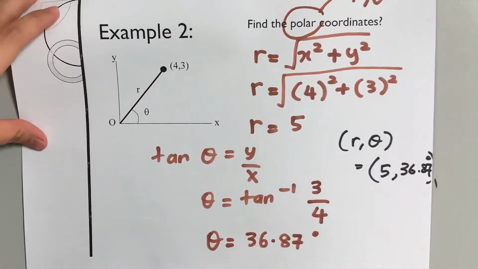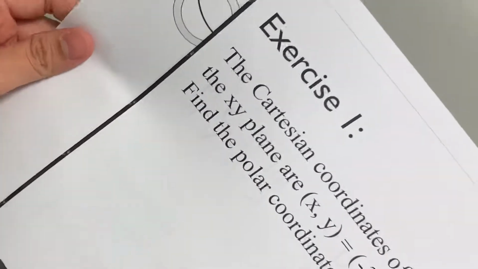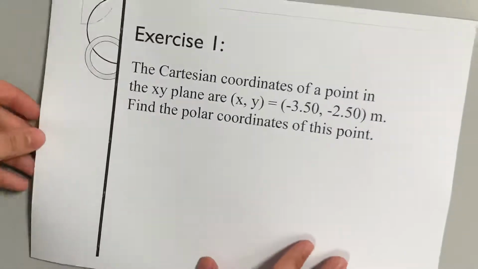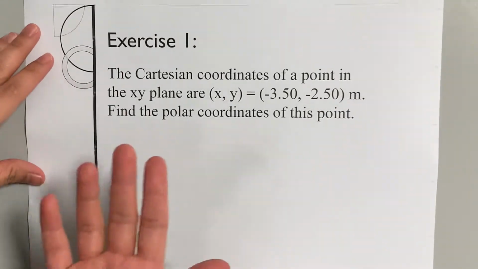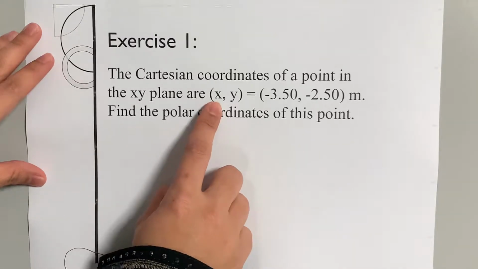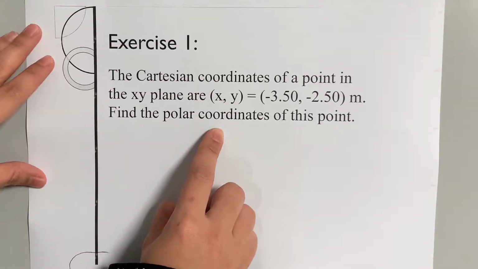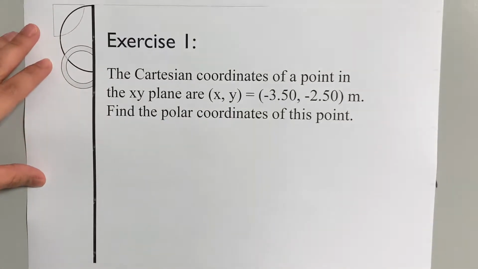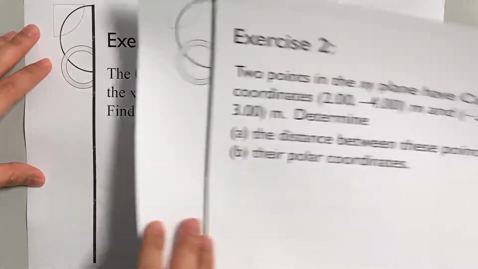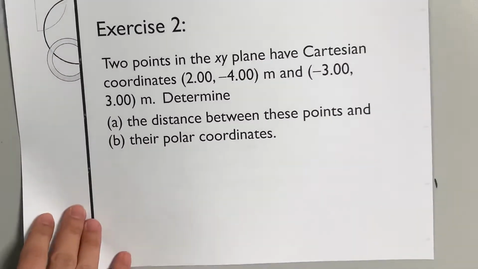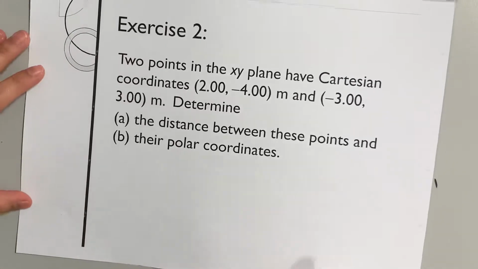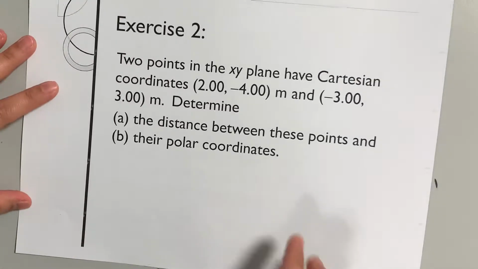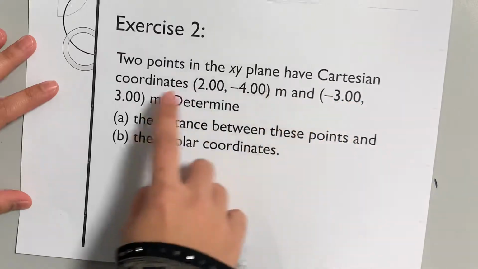Okay, now we move to the next example, the exercise. This one you can also do from Cartesian to polar, so you have to use the equations like we did before in example 2. For exercise 2, you are given two coordinates, first coordinate and second coordinate.